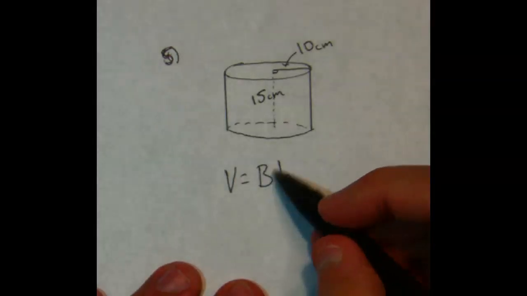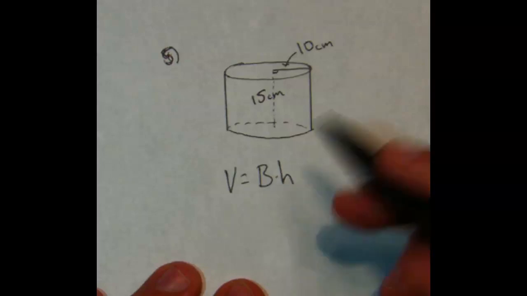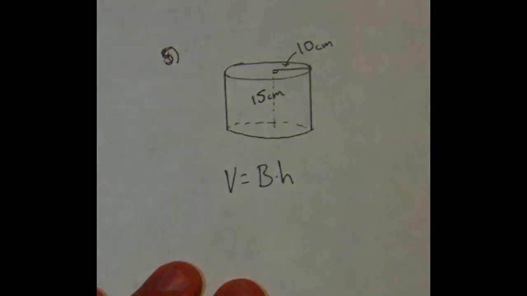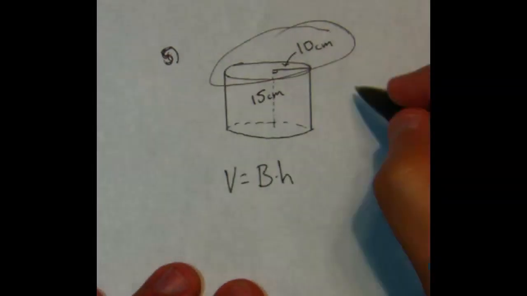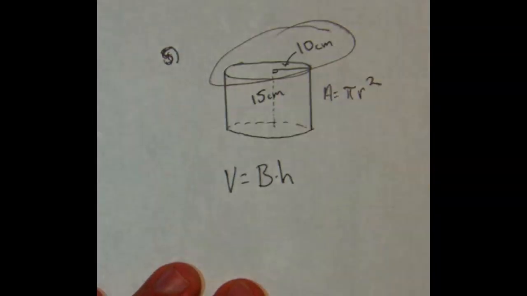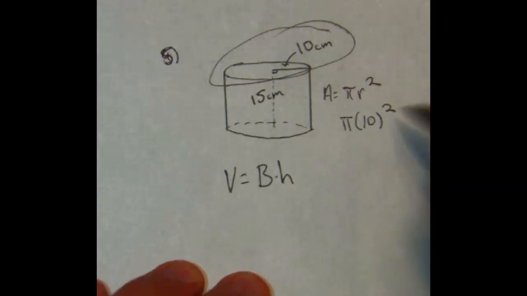Alright, now what is the shape of our base? Well, you say, well, I thought the rectangle would be the shape, but this is a cylinder, and since this is a cylinder, our base is actually going to be the circle itself. So remember, the area of a circle is pi r squared. So this will be pi 10 squared.